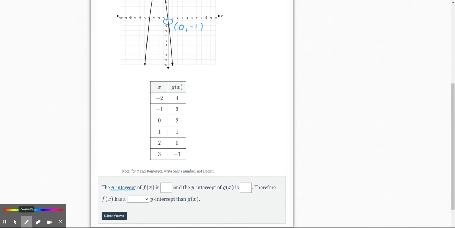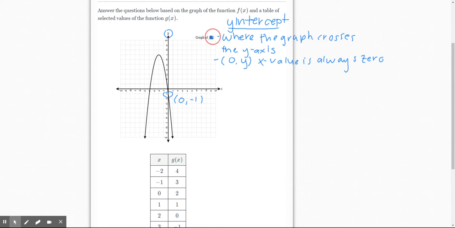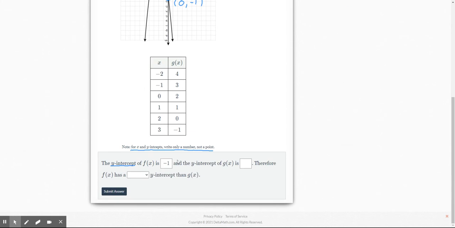Now, something we have to be careful of: it says note the x and y intercepts, write only a number and not the point. So it wouldn't make sense if we wrote 0, right? So we're going to write -1. So the y-intercept of f of x, and all it's saying is that this top one is f of x. This bottom one is g of x.